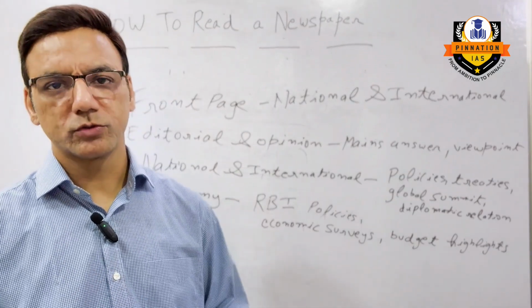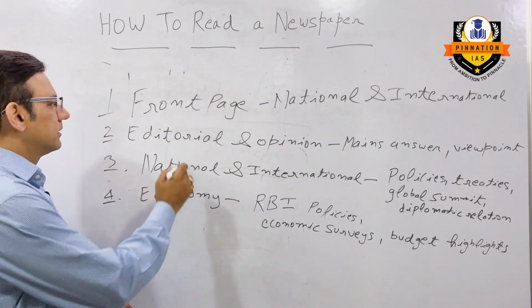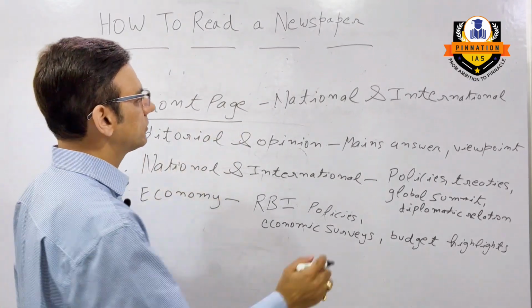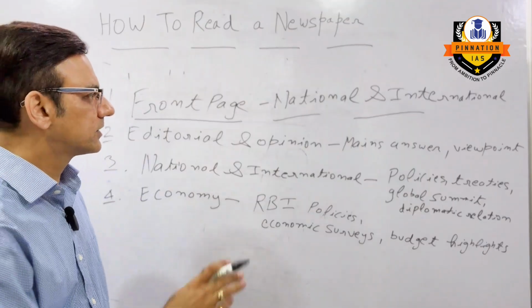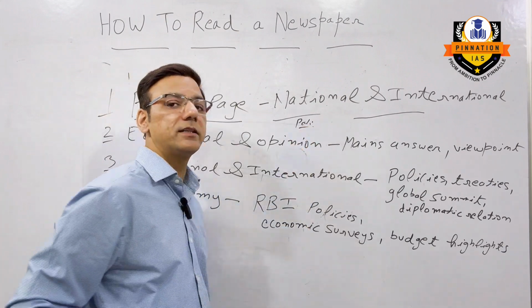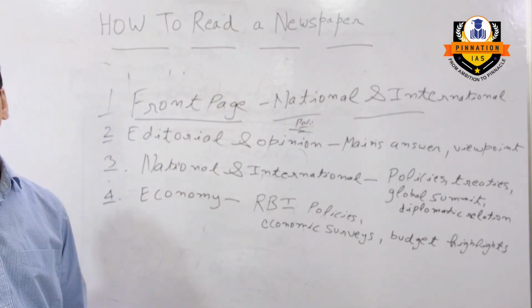Now, after choosing the sources, the next important step is to study the relevant sections. In that, starting from the front page, right? What do you have to study in the front page? The national and the international events, right? You have to skip the political news here. Don't read the political news unless and until it is policy related, right? Otherwise, you have to skip the normal political news.